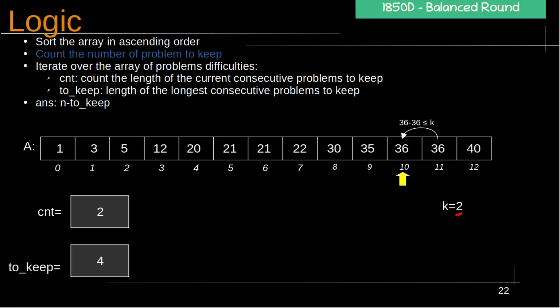We have problem 10, it is balanced with the problem in 11, which is 36 and 36. So for now this sequence is of length 3, 35, 36, 36. And the maximum between both 3 and 4 is 4 here, because for now the maximum found until now is 4.